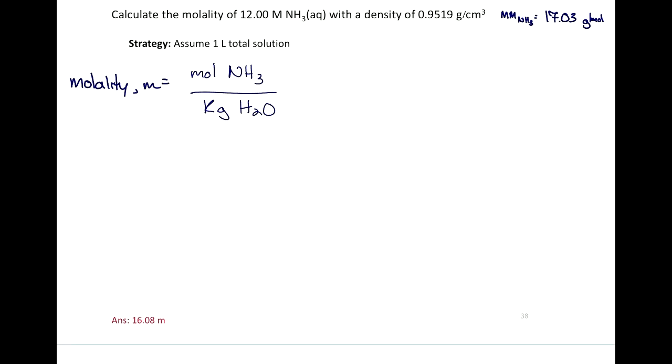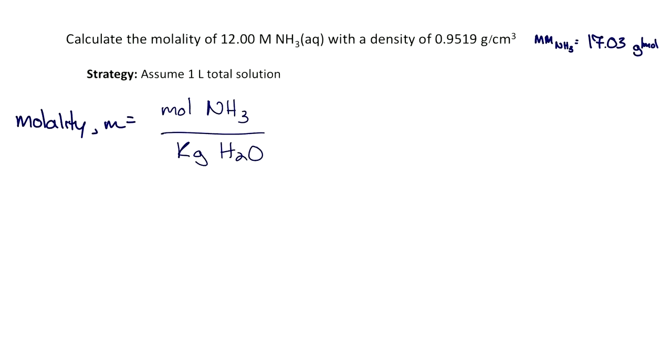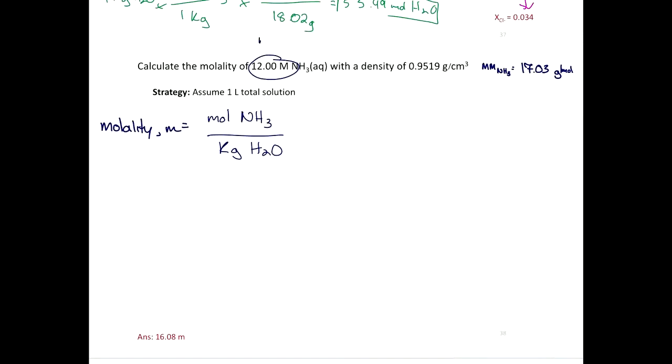So let's, again, start with a strategy. Let's look at the units of molarity. Molarity has a unit of moles per liter. If we want to rewrite that molarity unit into something useful, like we would use in dimensional analysis, it means there are 12 moles of ammonia dissolved in 1 liter of solution. That's what that molarity value means. So if we pretend we have 1 liter of solution, how many moles of ammonia are present?